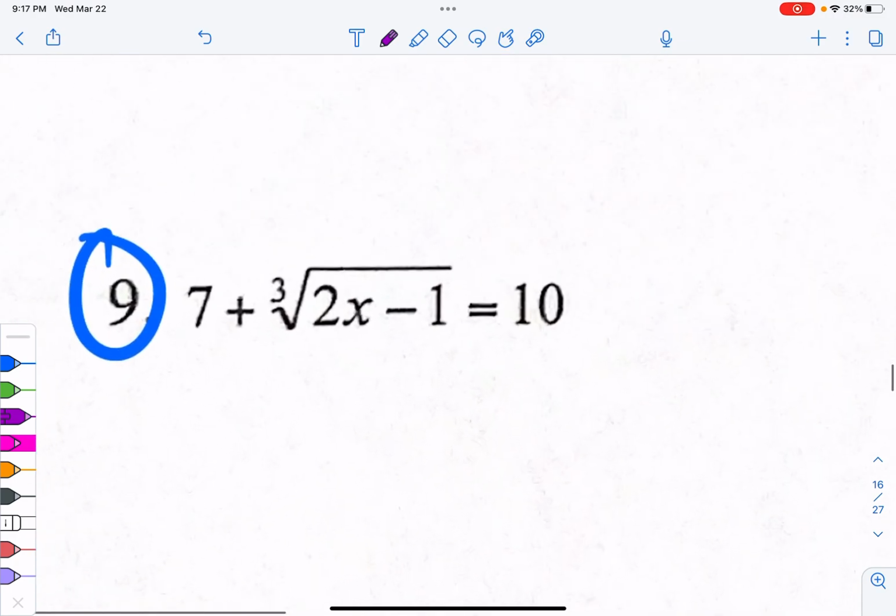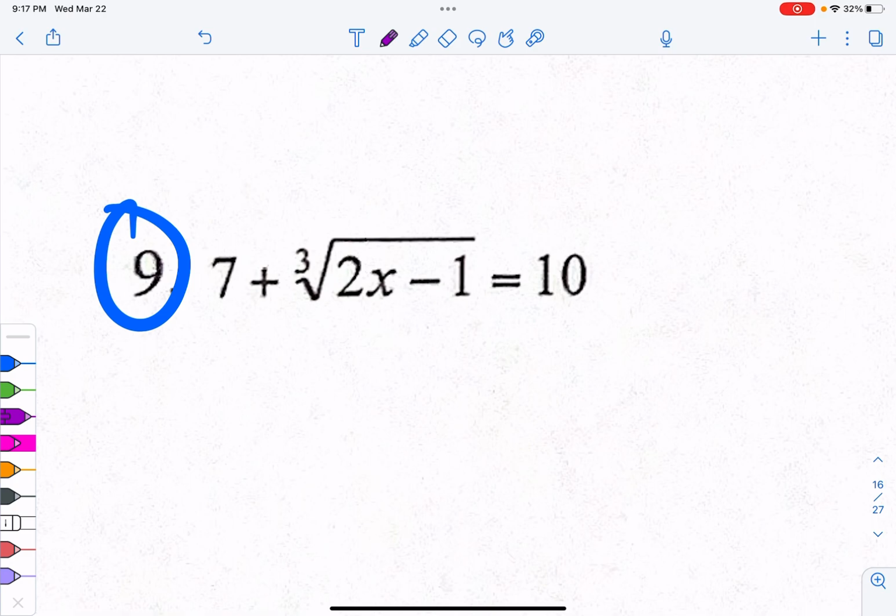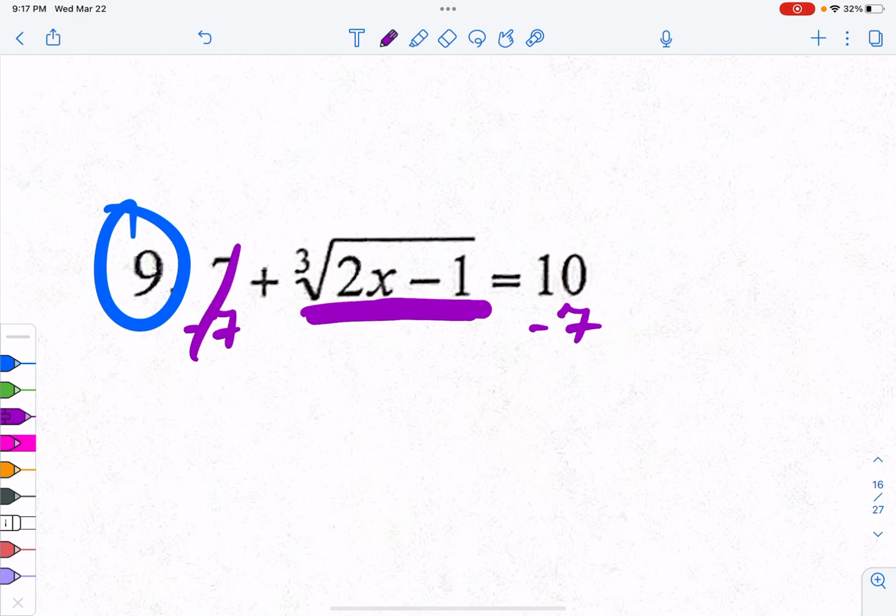That is number 9, because this one has a couple different things that are going on. First and foremost, we have this 7 here that we need to take care of, but also this is a cubic root and not just a square root. So we're going to address that as well. But first thing we need to do, regardless of whether it's a cubic root or square root, we need to get it by itself. We have to subtract the 7 over to the other side.